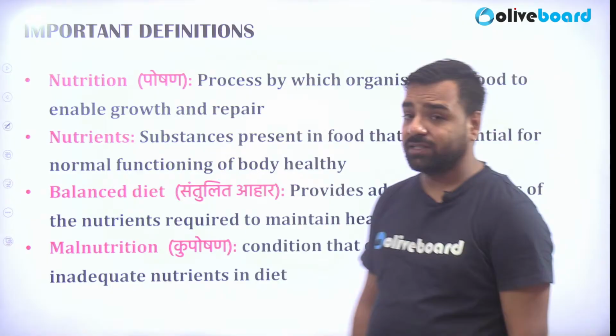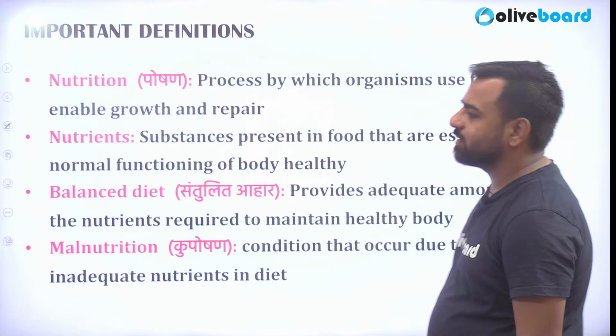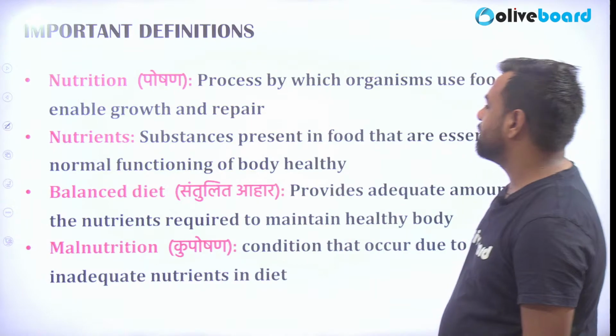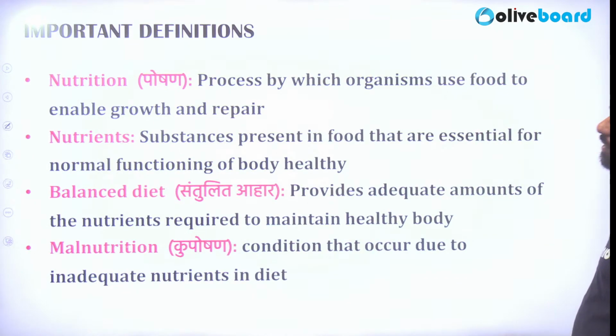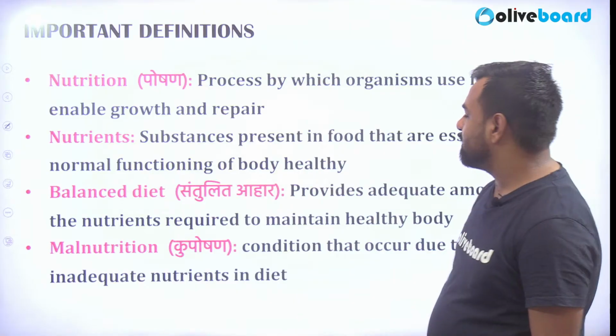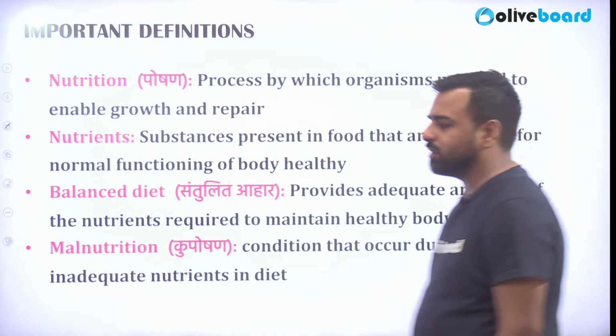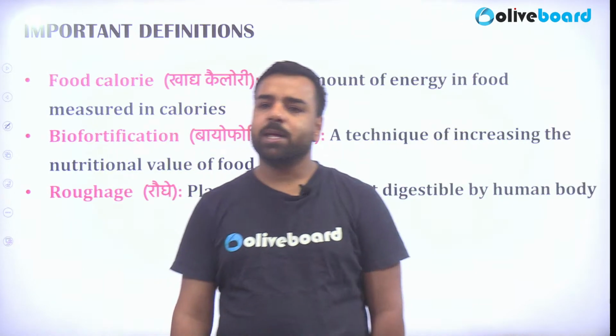So let's discuss the summary. So the process by which organisms use food to enable the growth and repair, that's nutrition. What are nutrients? So the substances which are present in the food and are essential for the normal function of the body, of healthy body. Balanced diet, it provides the adequate amounts of nutrients required to maintain the healthy body. And malnutrition, that is the deficiency of nutrients, leads to this issue. So the example can be kwashiorkor or marasmus.